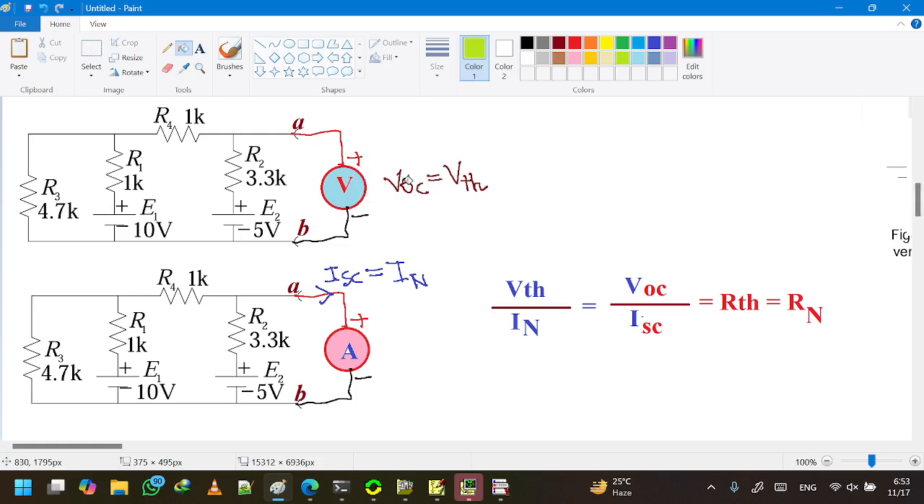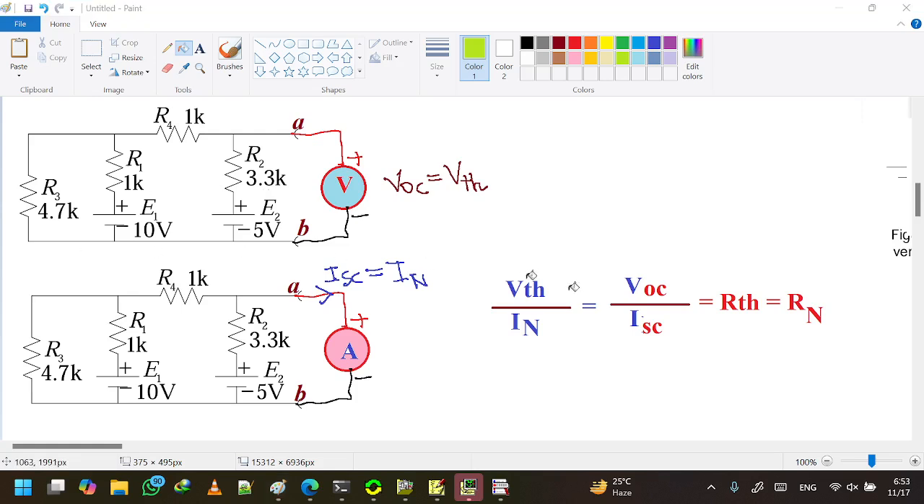So the open circuit voltage will be the VTH and the short circuit current will be the IN. Open circuit voltage is the voltmeter reading, short circuit current is the ammeter reading. So this ratio will give us the value of RTH. Now we kind of got the Thevenin.